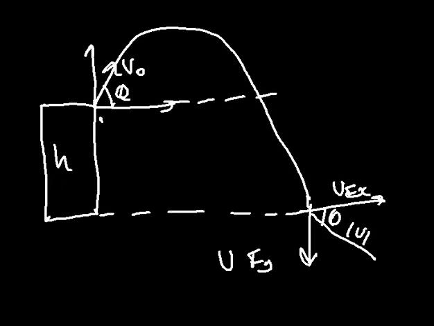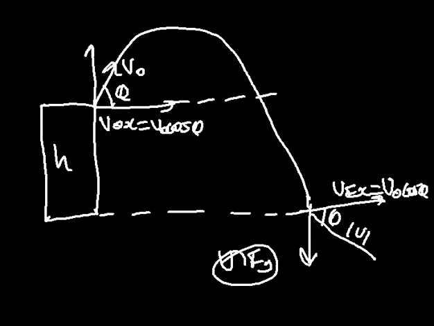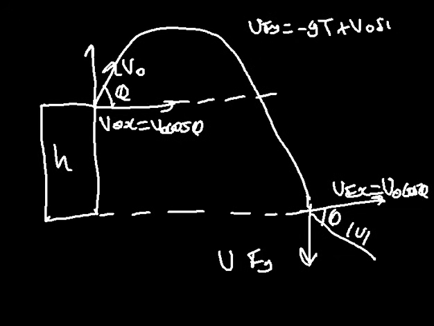But now in this case, the initial velocity along x will be given as v naught cos theta. Even the final velocity will also be v naught cos theta. That's the final velocity along x. And the final velocity along y, Vfy, is equal to negative g t plus the initial velocity along y, which is v naught sin theta, because now we have to resolve this into v naught y equals v naught sin theta. So keep that in mind.